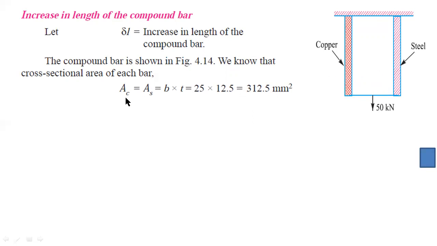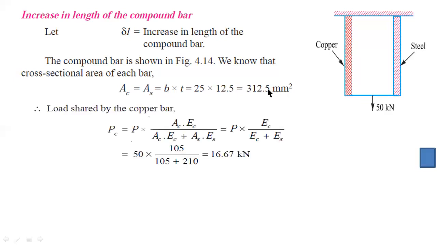So the area for rectangle equal to width into thickness. So here width B equal 25 mm and thickness equal 12.5. Here the area of copper and steel both are same because these two are having same width and same thickness. So area of copper bar equal to area of steel bar equal to 312.5 mm square. Okay, so this is the cross sectional areas. These areas are used for finding out the individual loads.